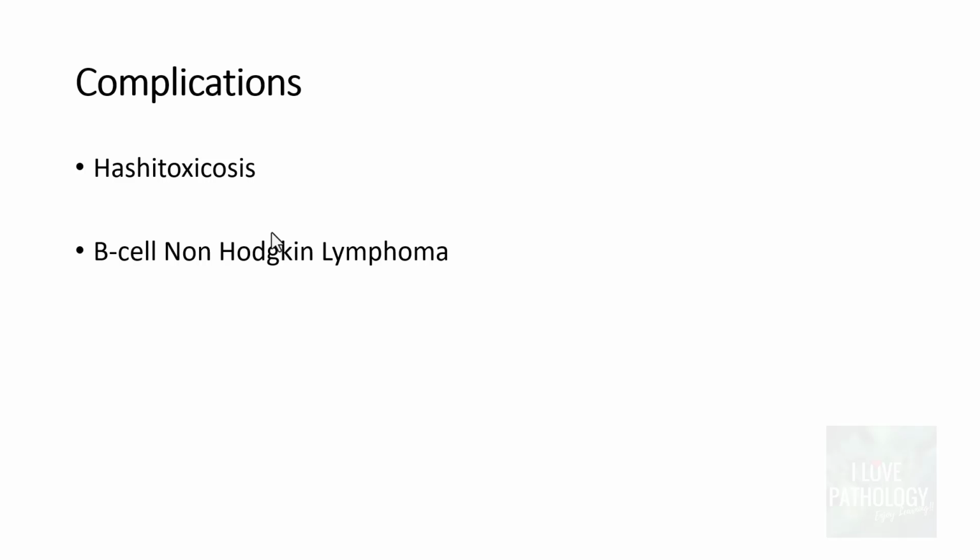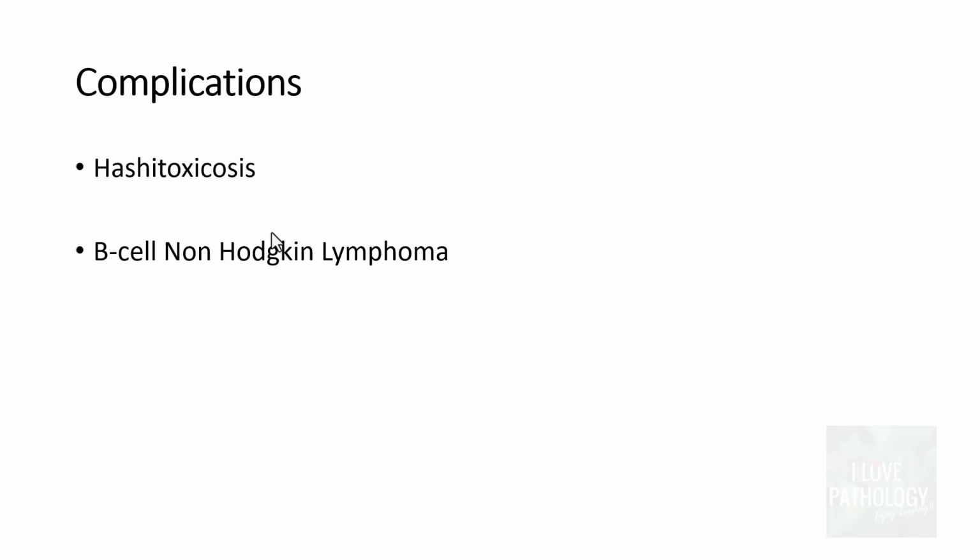Now, what could be the complications? What are all the complications you can expect in a case of Hashimoto thyroiditis? Yes, in the initial stages, when the thyroid follicular epithelial cells are being destroyed, what happens? The T3 and T4 hormones are spilled out into the circulation. Imagine all the follicular epithelial cells destroyed, all the T3 and T4 being spilled out. That results in a transient hyperthyroid state, right? That is called Hashitoxicosis.